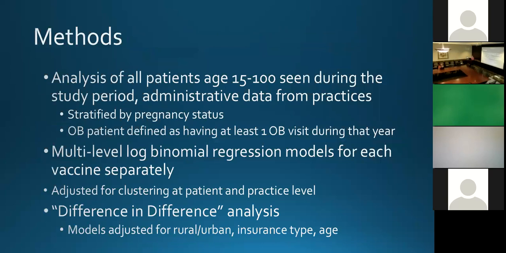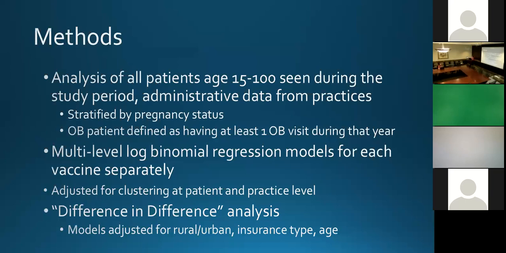And our analyses were stratified by pregnancy status because obviously the vaccines that people are giving are different depending on if you're pregnant or not. And also the prioritization of how important some of these providers thought it was to vaccinate varied depending on pregnancy status. We used the administrative data to define an OB patient as somebody who had had at least 1 OB visit during that year. And some patients, because this was a multi-year study, could be OB patients in 1 year and GYN patients in another year.